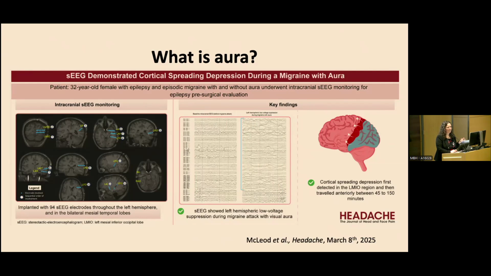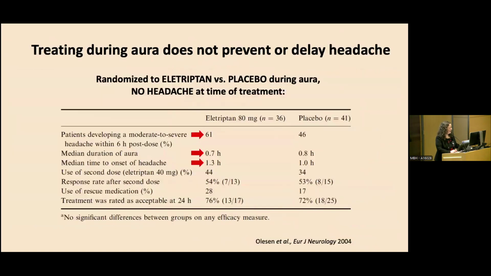So we haven't before been able to record the cortical spreading depression from scalp electrodes, but this patient had an implanted grid because they were preparing for epilepsy surgery, and the cortical spreading depression was actually able to be recorded for the first time in a human. But this overall is what's happening with aura.